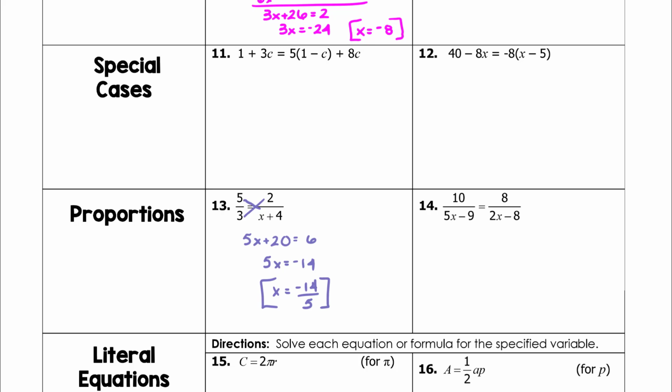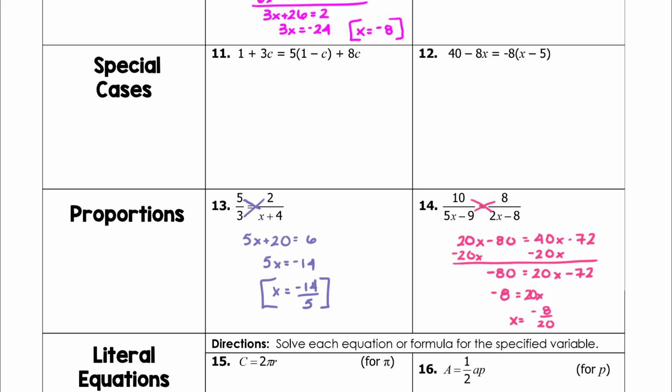Number 14 is the same thing. We'll do this one as well. So we will cross multiply. So we multiply 10 times 2x minus 8. So that gives me 20x minus 80. And then multiply the denominator on the left by the 8, and that's going to give me 40x minus 72. So I'm going to subtract the 20x from both sides because I'd like to try to keep my x values positive if I can. That gives me negative 80 is equal to 20x minus 72. I'm going to add 72 to both sides, so that gives me negative 8 is equal to 20x. And then divide everything by 20. So I get x is equal to negative 8 over 20, which reduces to negative 2 over 5.